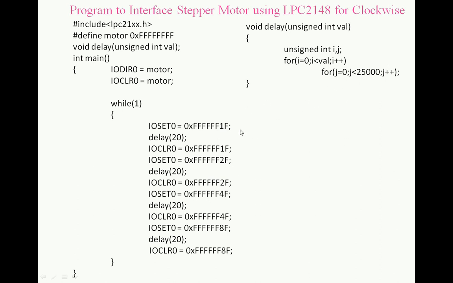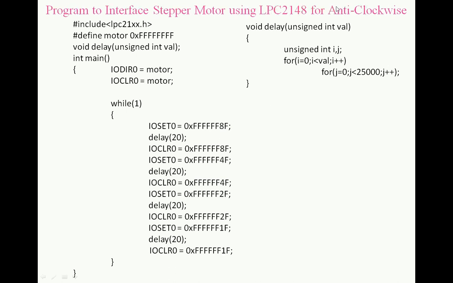Now for the anti-clockwise direction, the program is 8. First we are activating the D winding, and then next 4 means we are activating the C winding. So next 2 means B winding, next A winding. That is D, C, B, A we are activating, which means the motor is now rotating in the anti-clockwise direction, right? That is the program for interfacing the stepper motor.